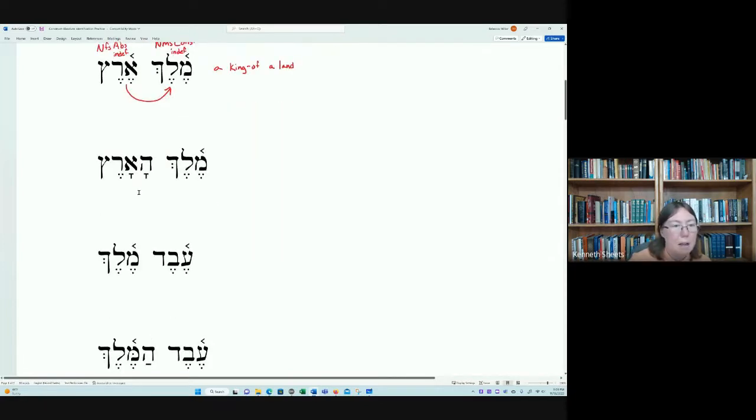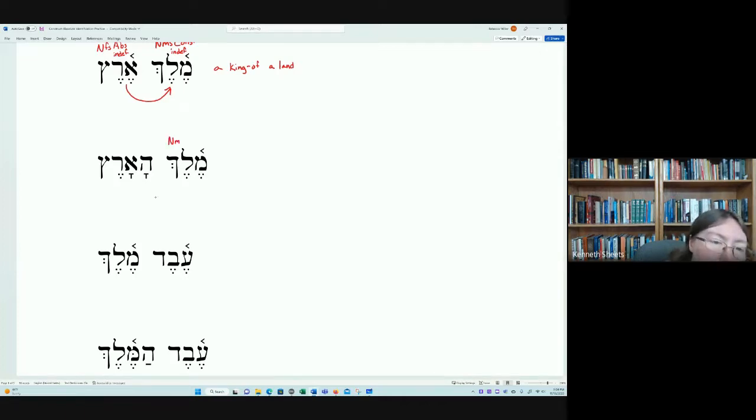Same thing here, melek ha'aretz, but notice because of the article, this would be the king of the land. So again, melek, noun, masculine singular, is followed by another noun, so I know it's going to be construct. Ha'aretz, a noun, feminine singular, is absolute. It has the article here, and thus it is definite, which in turn makes melek definite. So this would be the king of the land.